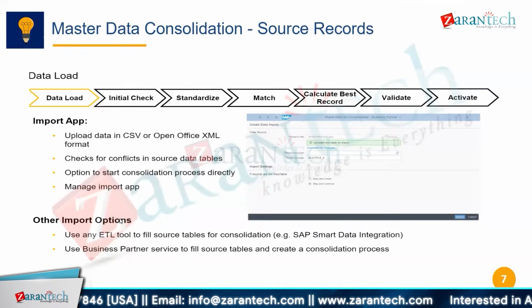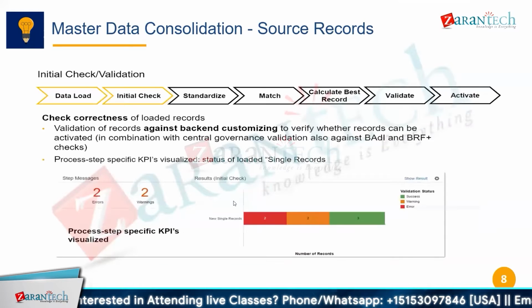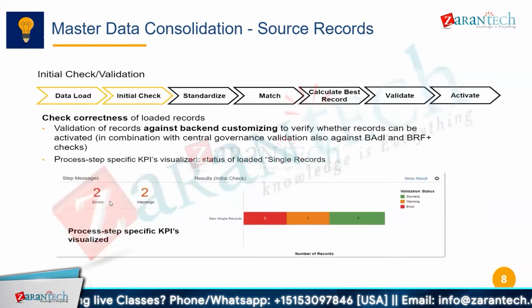Here also you can see, use any ETL tool to pull source tables for consolidation. So you can use any ETL tool to load the data. They will help you to load the data. Once the business partner is loaded into the system, it will again be the SAP tables, LFA1, LFB1, and other information. And in the initial check, if there are any issues, it will give you warnings and error messages.